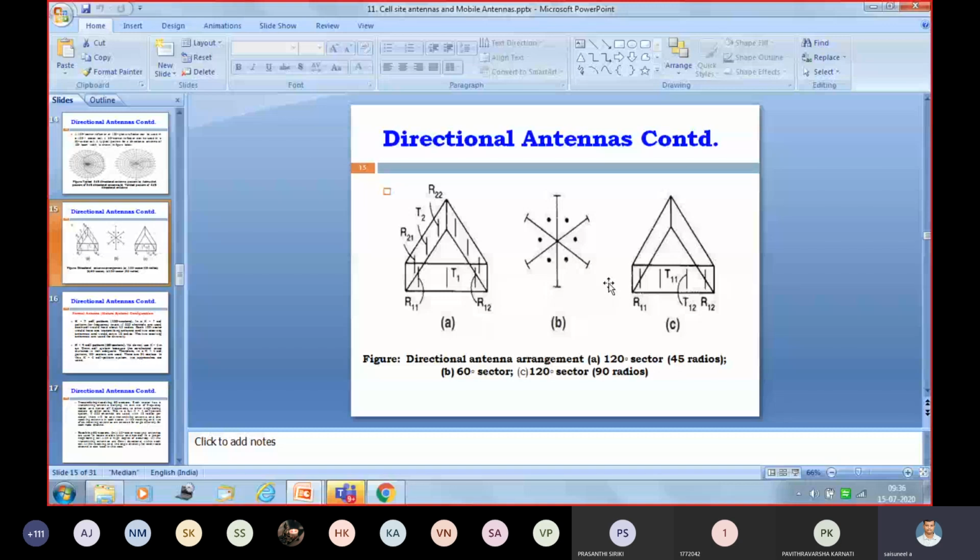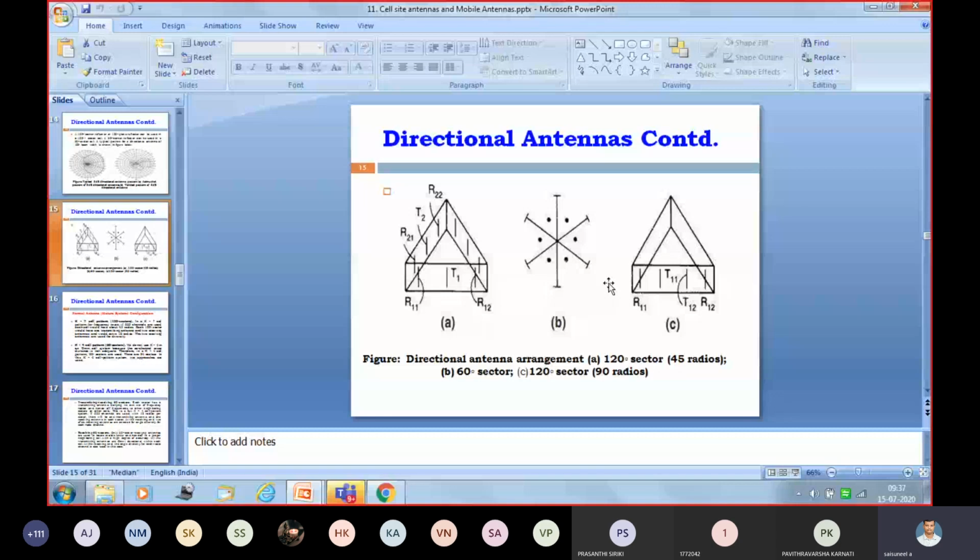What is the difference between these 2? Suppose we are using 120-degree sectoring: the hexagonal cell is divided into 3 parts. For each part we use one transmitting antenna. What about 60-degree sectoring? Each hexagon is divided into 6 parts equally. Then in each part and each direction we use one directional antenna system.